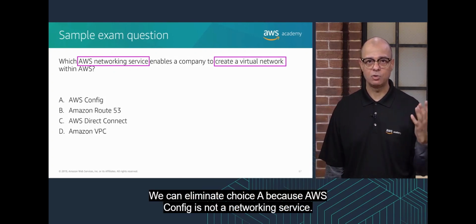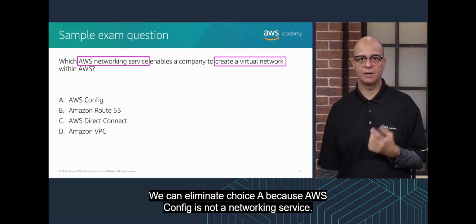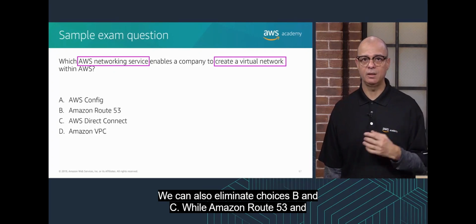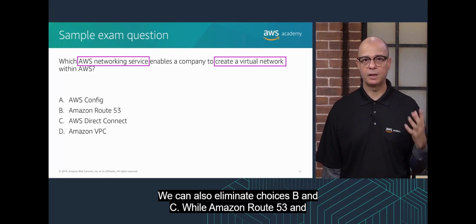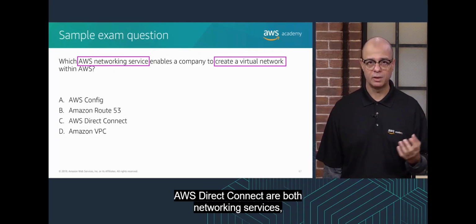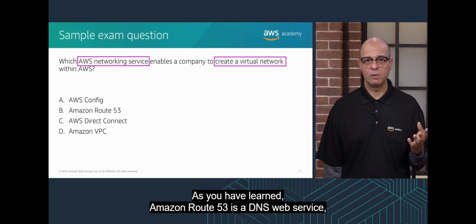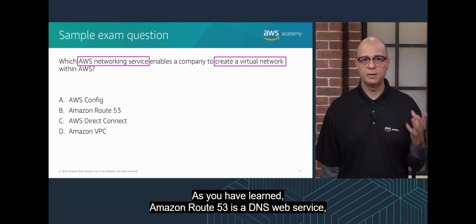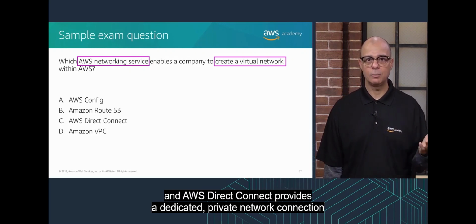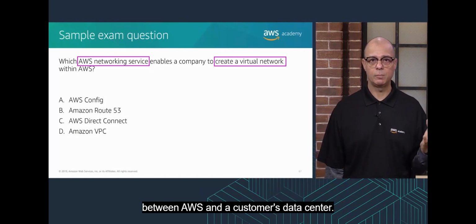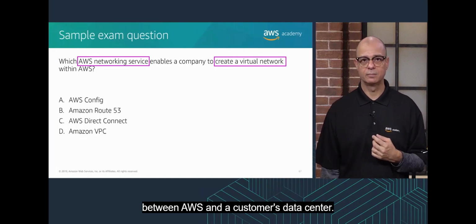We can eliminate choice A because AWS Config is not a networking service. We can also eliminate choices B and C. While Amazon Route 53 and AWS Direct Connect are both networking services, they are not what you will use to create a virtual network within AWS. As you have learned, Amazon Route 53 is a DNS web service, and AWS Direct Connect provides a dedicated private network connection between AWS and a customer's data center.